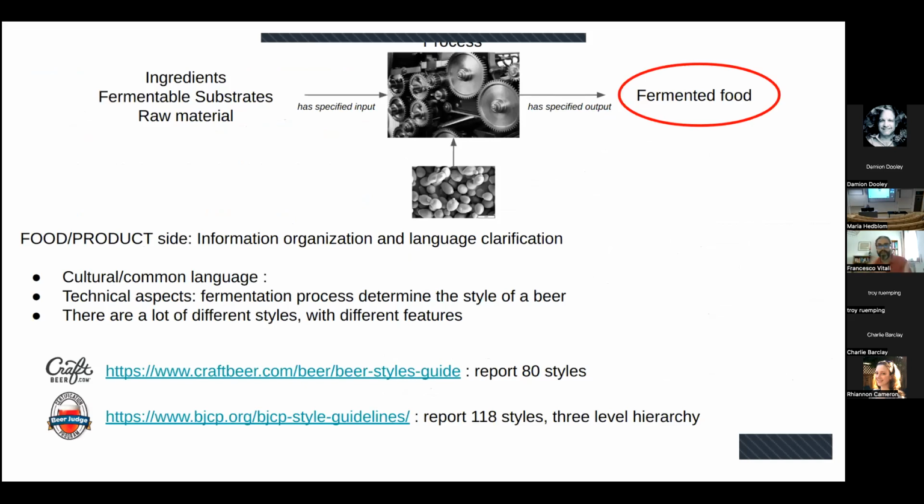Then another layer on which we could focus our action is, obviously, the categorization of the fermented food. In this case, we will talk mainly about beer styles, categorizing the beer styles, what they entail, and their characteristics from various points of view. So again, we can have a cultural and common language which clashes or goes hand in hand with the technical aspects of the fermentation that define the beer styles.